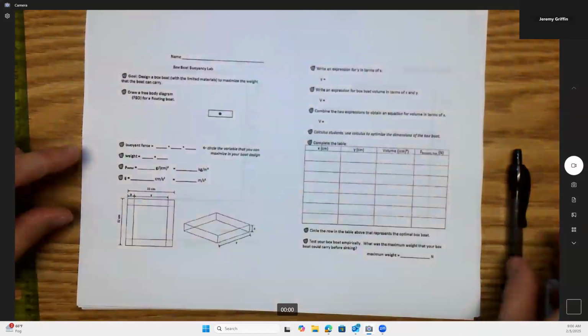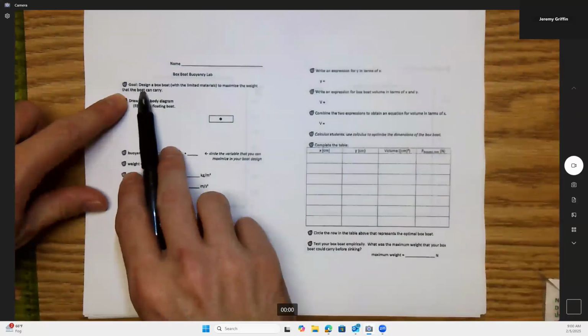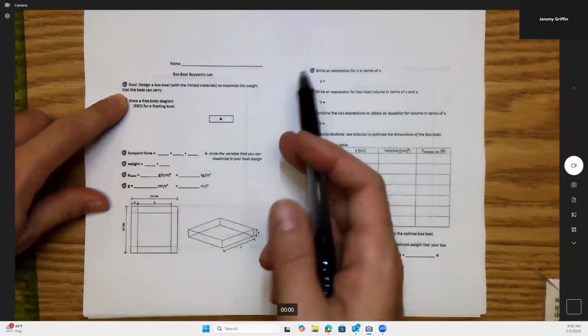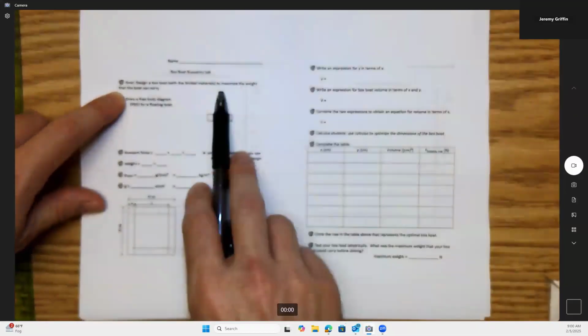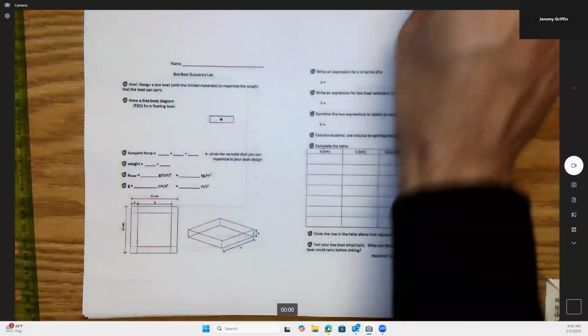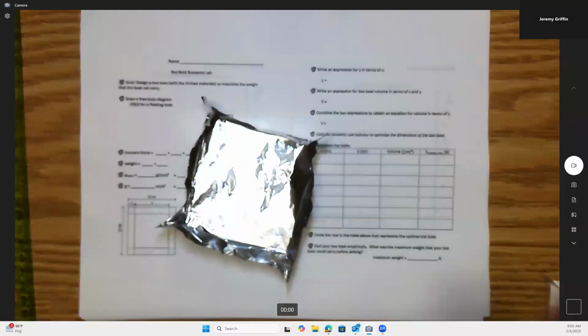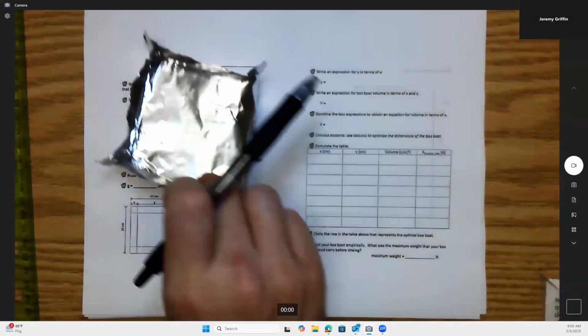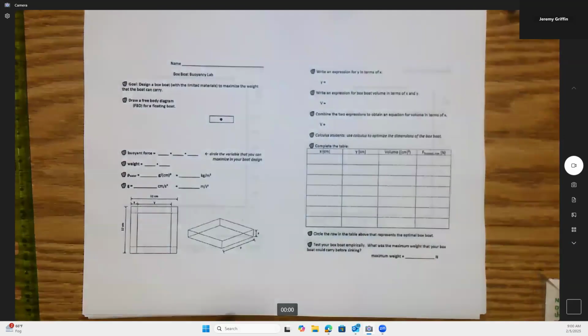So what we got here? Gold designed a box boat with aluminum material, so basically the aluminum square, to maximize the weight that the boat can carry. Suppose you're trying to build a little box boat, you want to put a bunch of cargo in it and take this across the lake. You want to maximize the cargo.